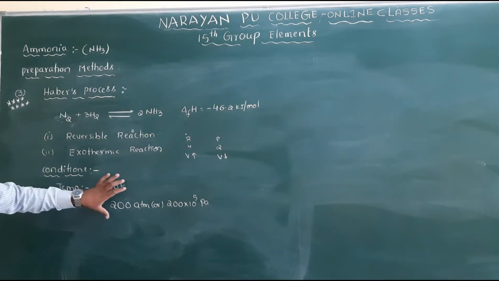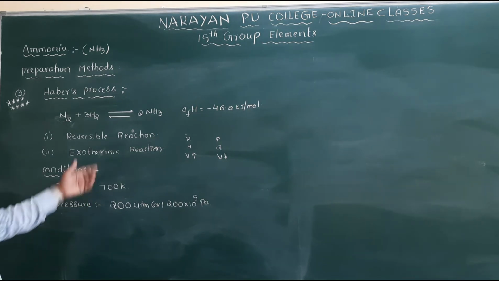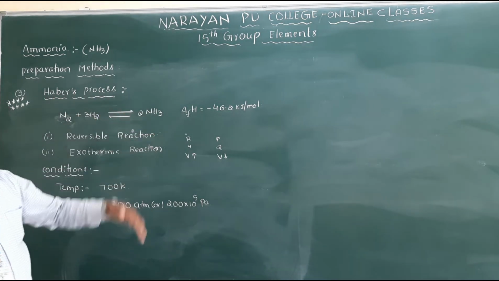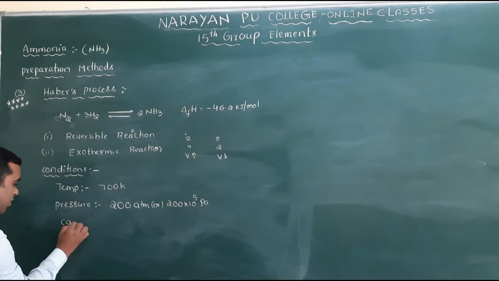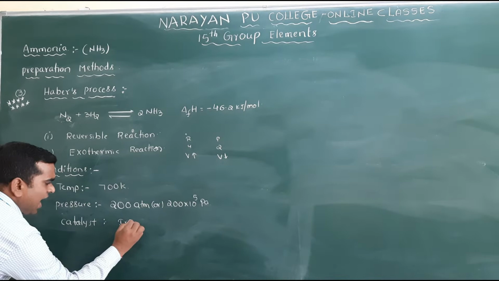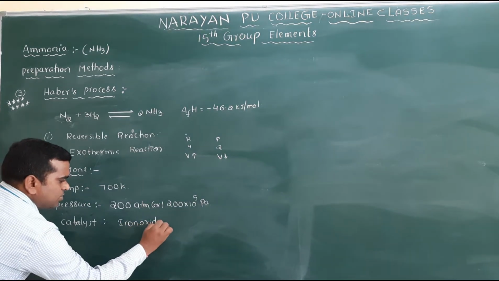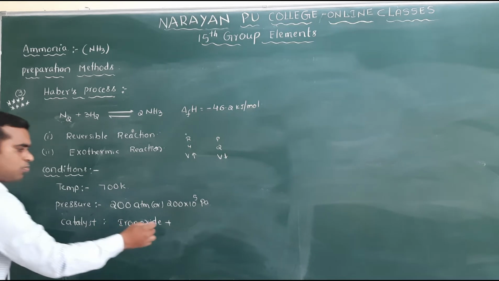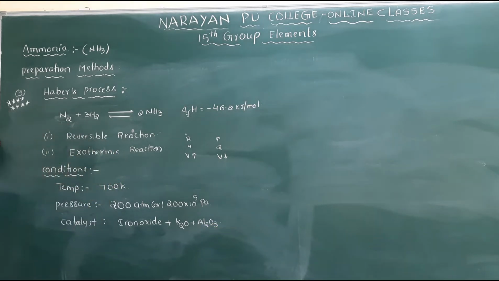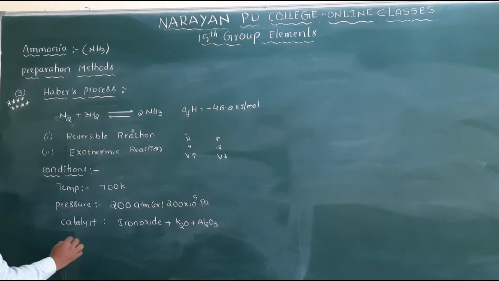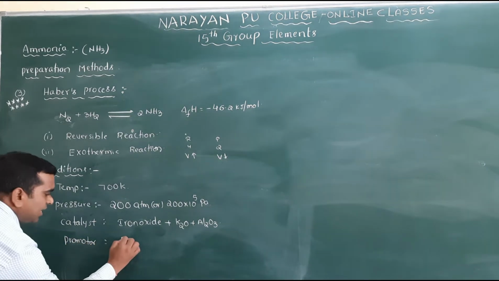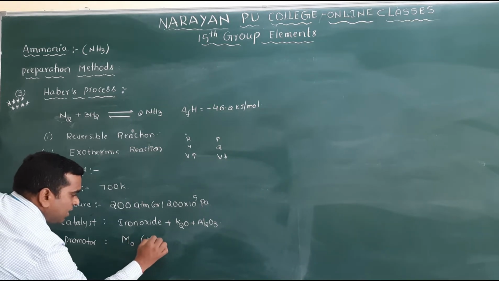Even though you maintain this high temperature and high pressure, the reaction is not that fast. So to make the reaction very fast, we also use a catalyst. The catalyst here is iron oxide, along with a small quantity of K2O plus Al2O3. So this is the catalyst. And next one is the promoter. The promoter here is molybdenum.